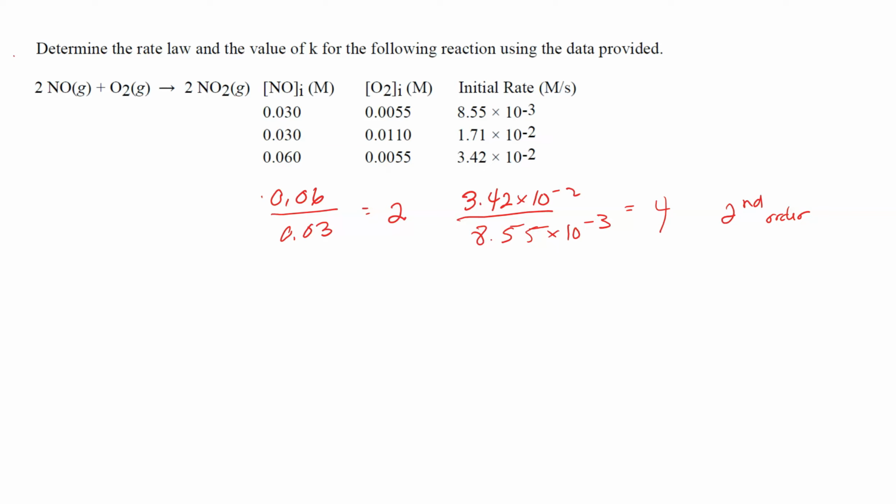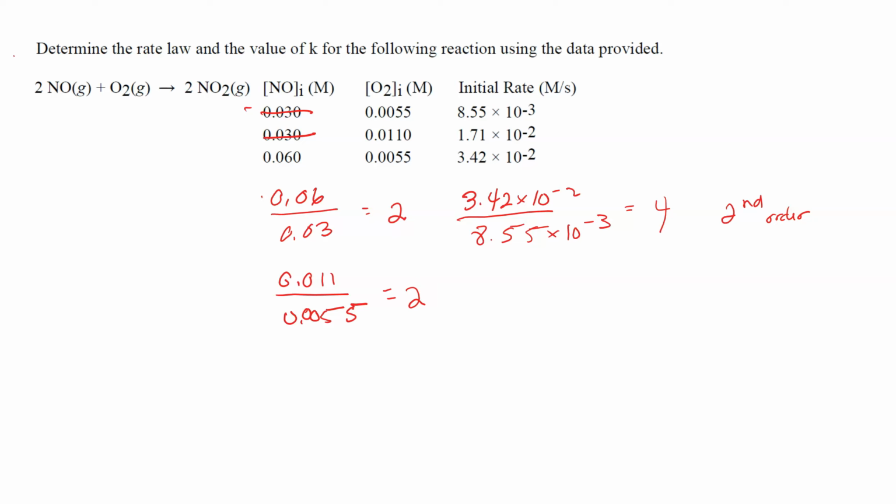Now if we hold nitrogen monoxide concentration, initial concentration, set, and evaluate the initial concentrations of oxygen and the initial rates if we manipulate oxygen, let's start with 0.011 over 0.0055. And that's going to be a doubling of our initial concentration of oxygen.